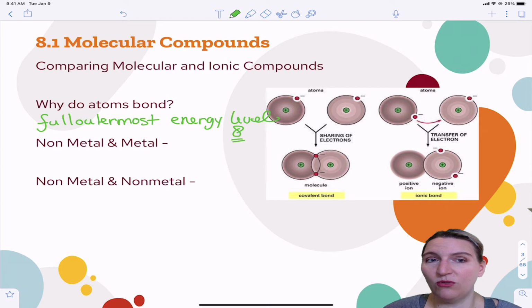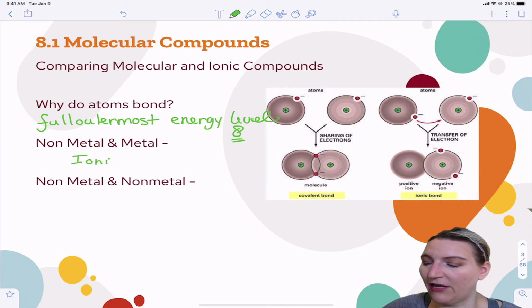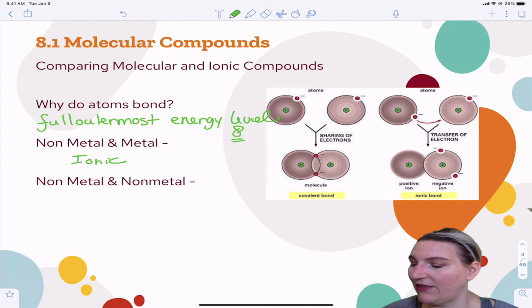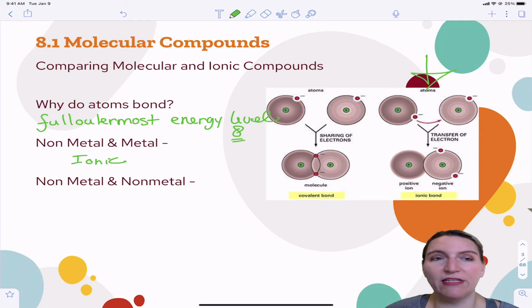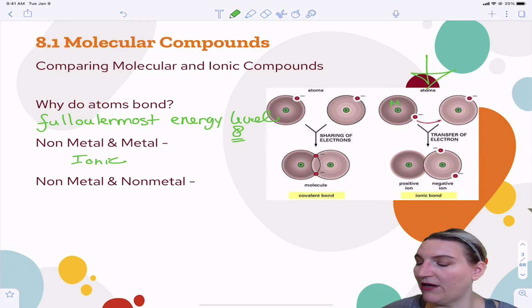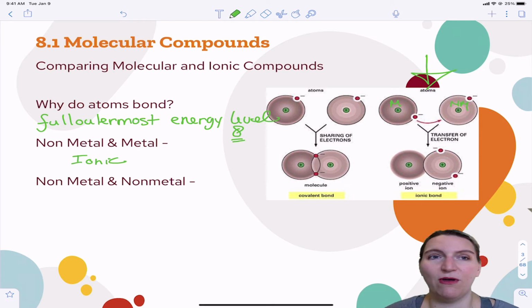When you have a metal and a nonmetal, how do they get that full outermost energy level? Well, they bond ionically. That's an ionic bond. And we can see that over here, where there's a transfer of electrons. The metal gives its electron to the nonmetal. And you have a negative ion and a positive ion, and the ionic compound sticks together because opposite charges attract.